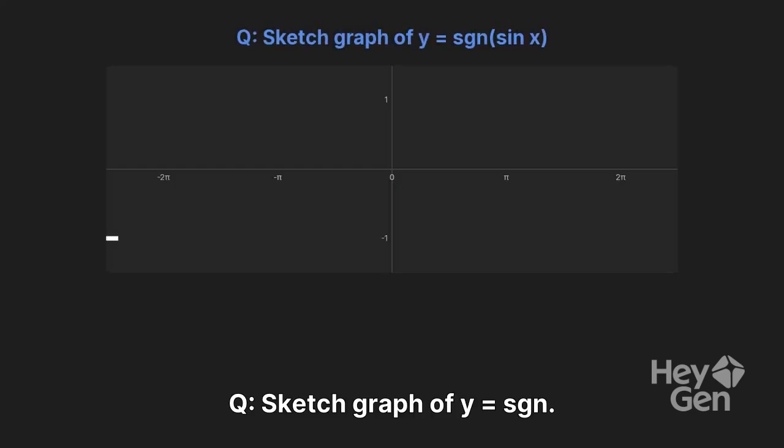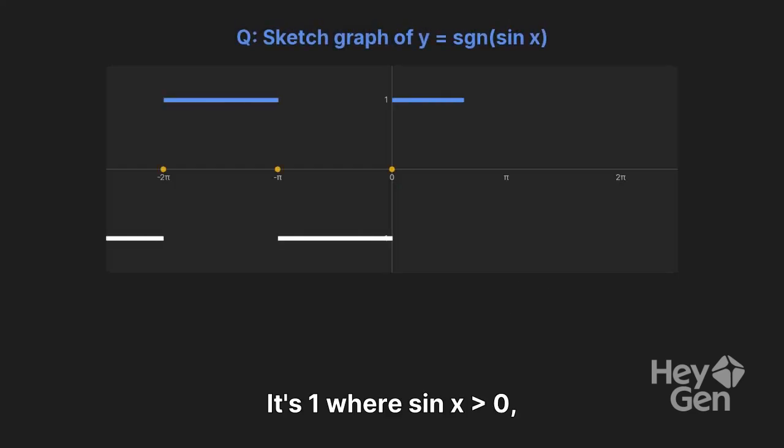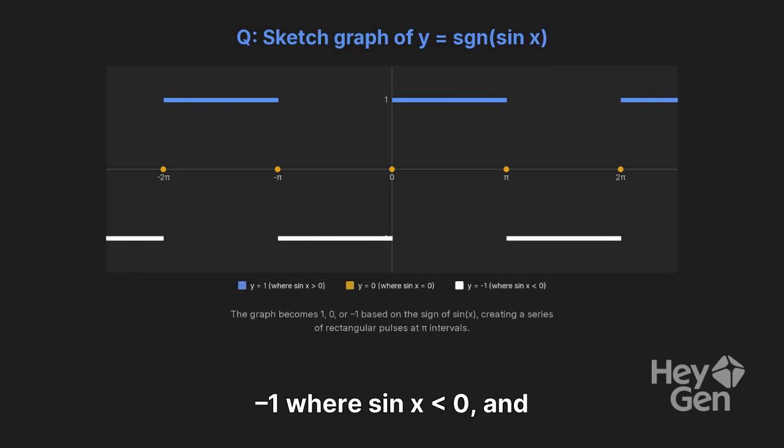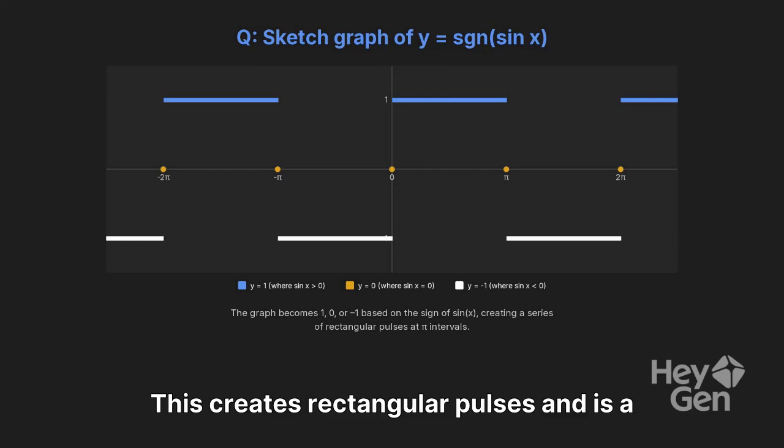Question: sketch the graph of y equals SGN of sin x. It's 1 where sin x is greater than 0, -1 where sin x is less than 0, and 0 at multiples of pi. This creates rectangular pulses and is a common advanced graph question.